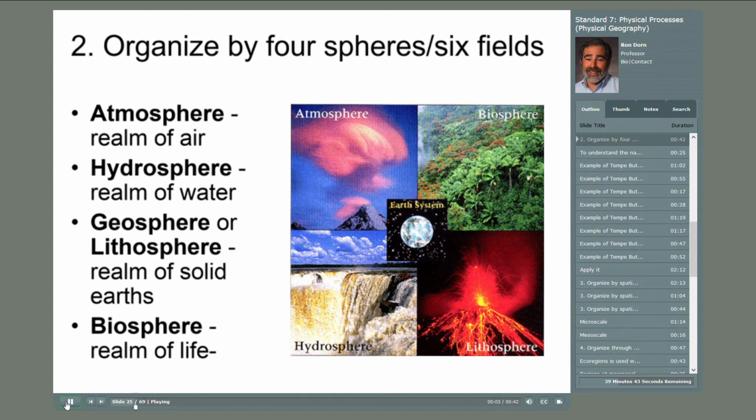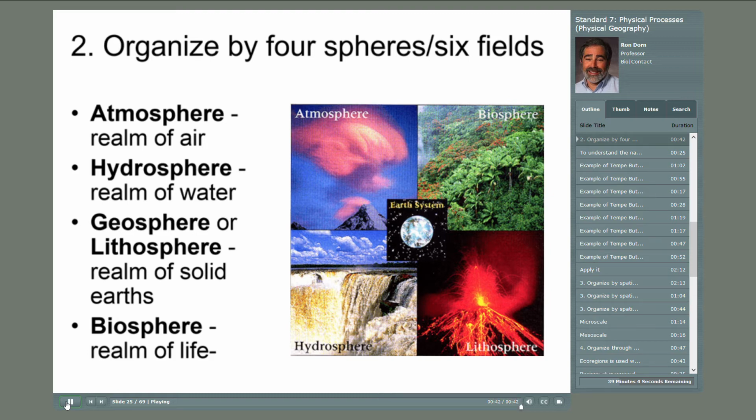The second part of this presentation, explaining standard number 7, is about the 4 spheres or 6 fields of physical geography. Traditionally, natural science tends to be broken up into these 4 spheres: the realm of air, the atmosphere; water, the hydrosphere; solid earth, the geosphere; and the biosphere, the realm of life. And all of these different spheres exist within the other spheres. Even the lithosphere has water and life and air built into it. You can't avoid one in the other.